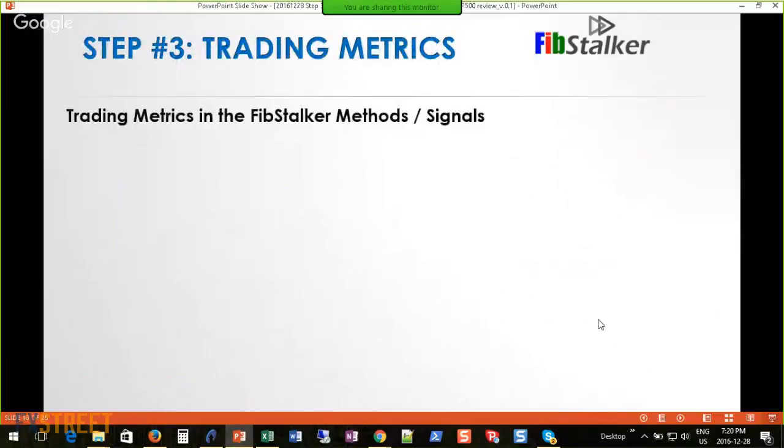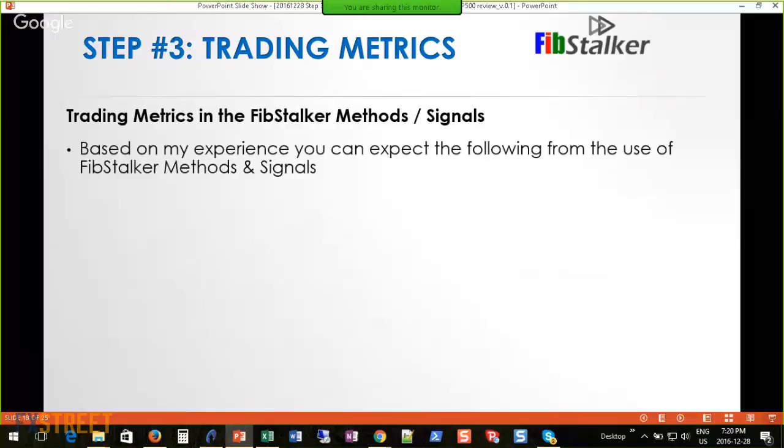All right, so we look at those trading metrics. And I want to offer here an example of what these trading metrics could look like, so you have an idea. Particularly, I'm applying this to the FibStalker method signals, and these are based on my experience of what you can expect in the long term, on average, from the use of FibStalker methods and signals.